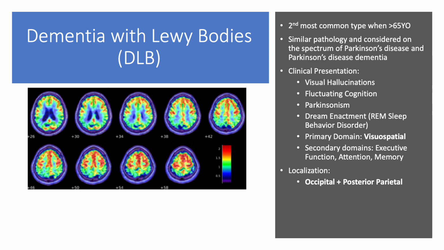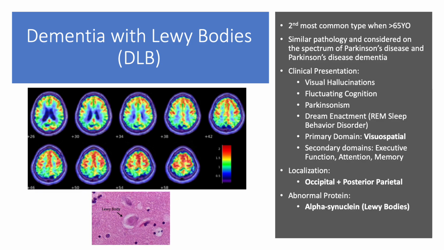These patients are more prone to have dream enactment, so acting out their dreams, and the area that is affected is the visual spatial, which is primarily in your occipital area, as you can see on that functional MRI. So the areas that are lighting up are really in the occipital areas and the posterior parietal.